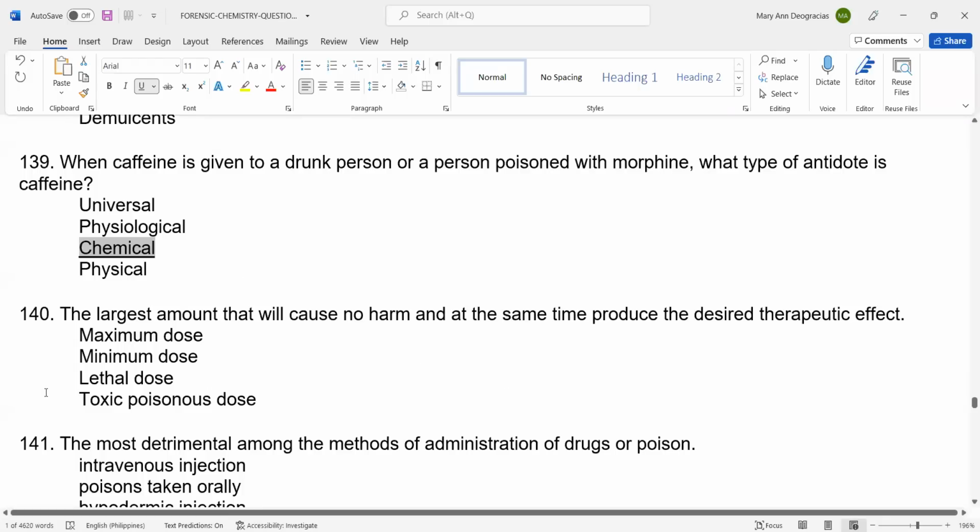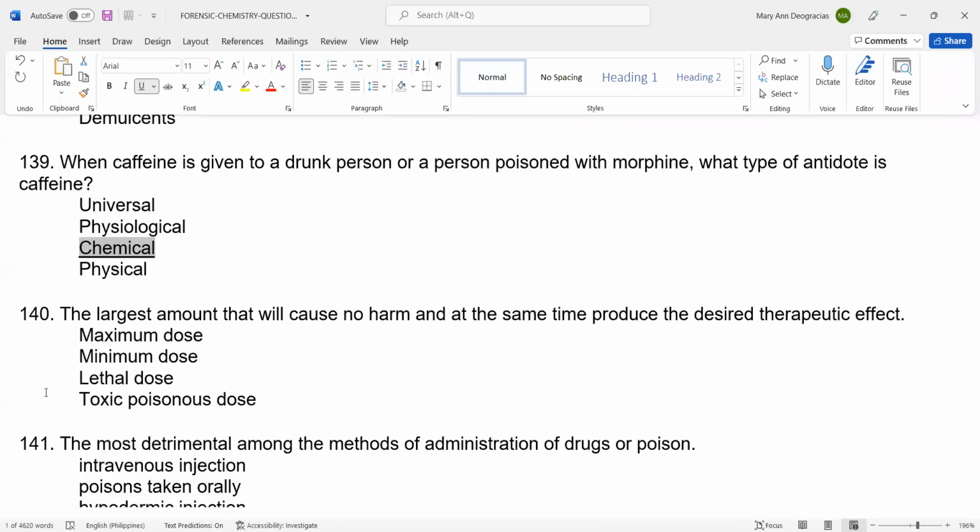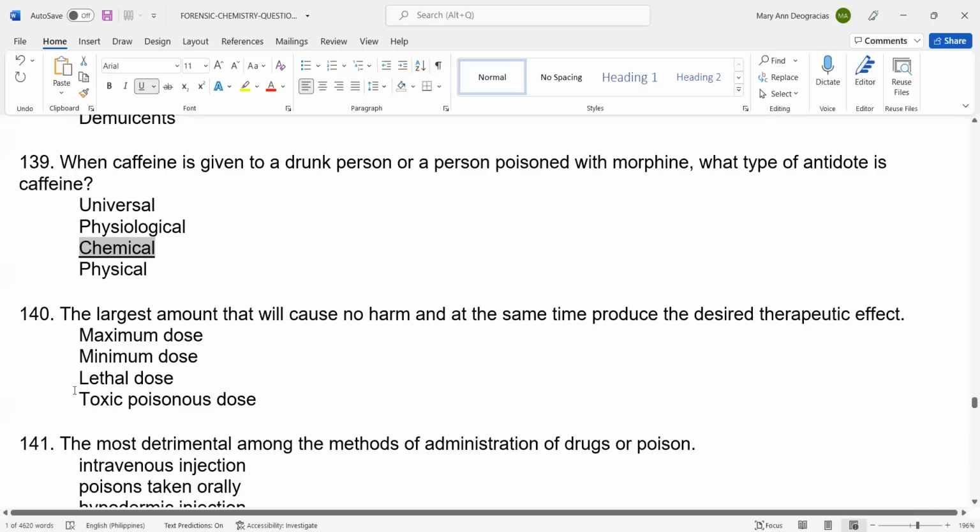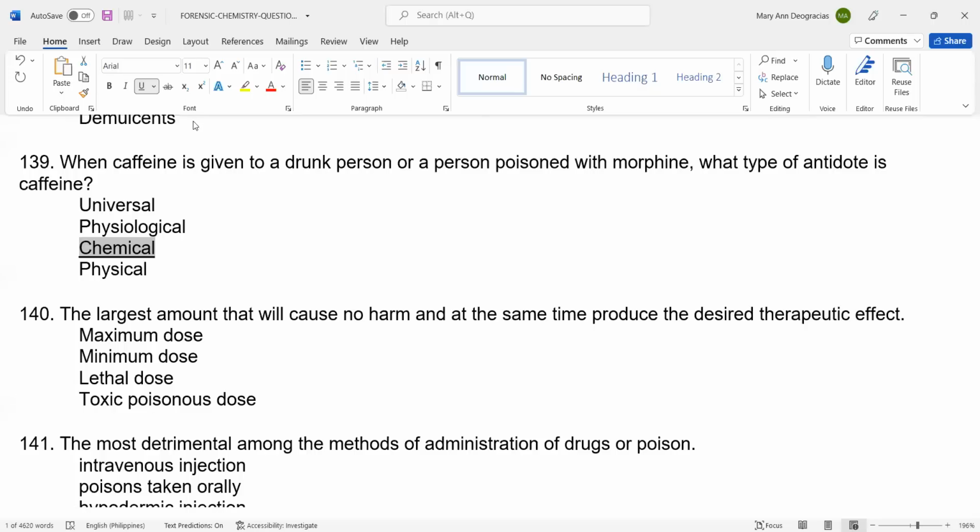140. The largest amount that will cause no harm and at the same time produce the desired therapeutic effect. Is it maximum dose? B, minimum dose? C, lethal dose? Then D, toxic and poisonous dose. It will not cause largest pero walang harm. Anong sagot natin dyan? Okay, letter? Okay, letter A.